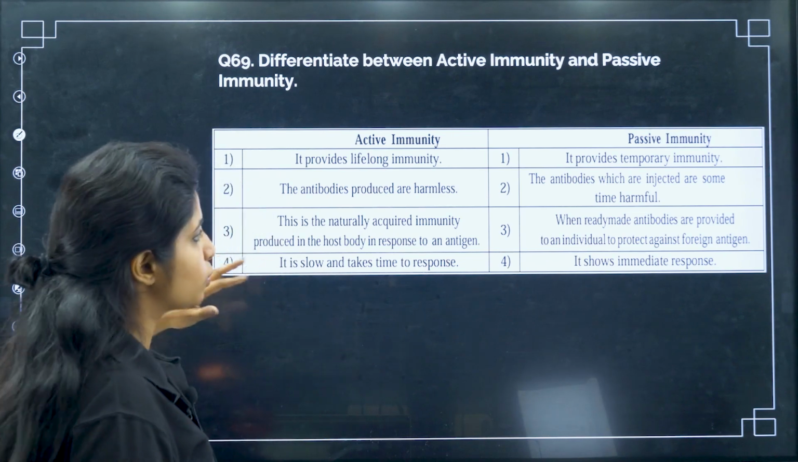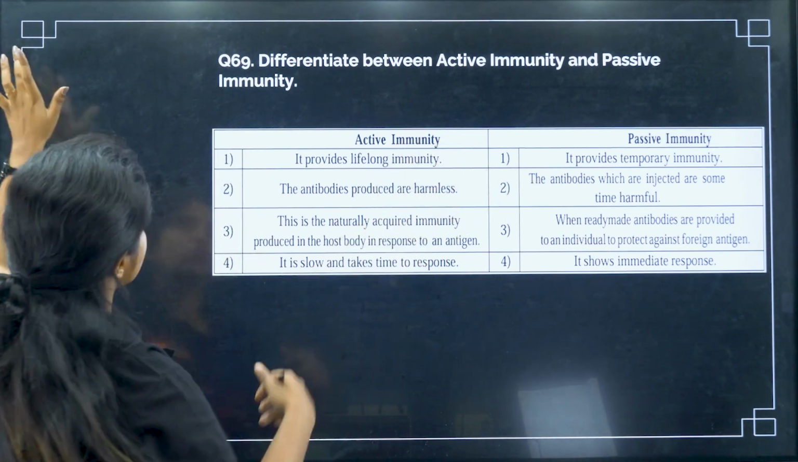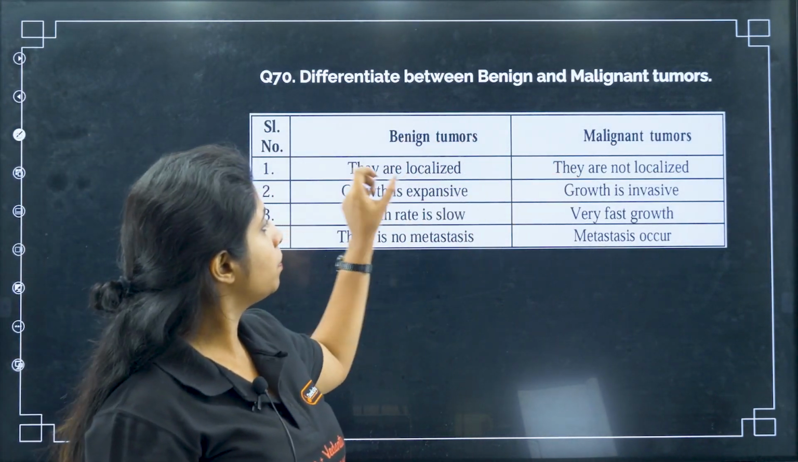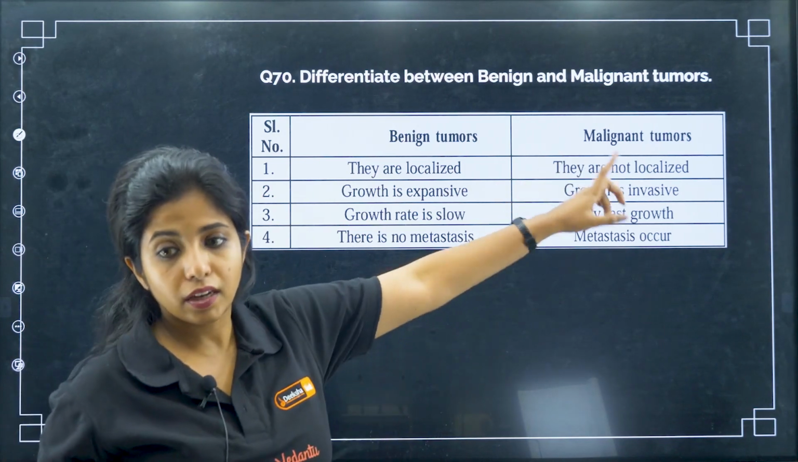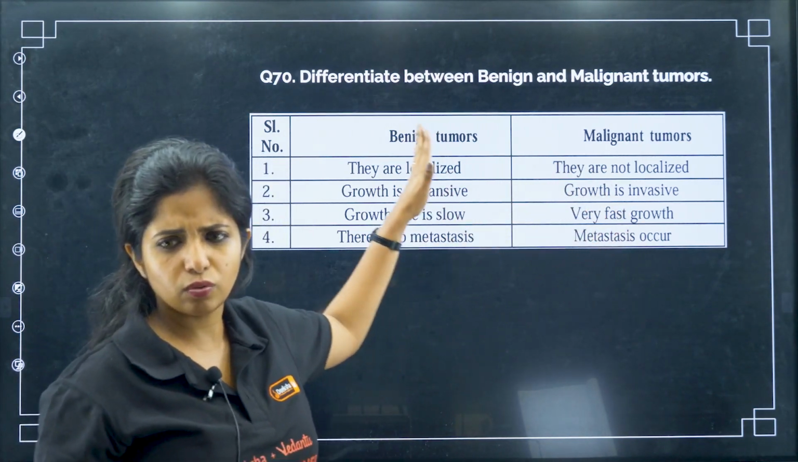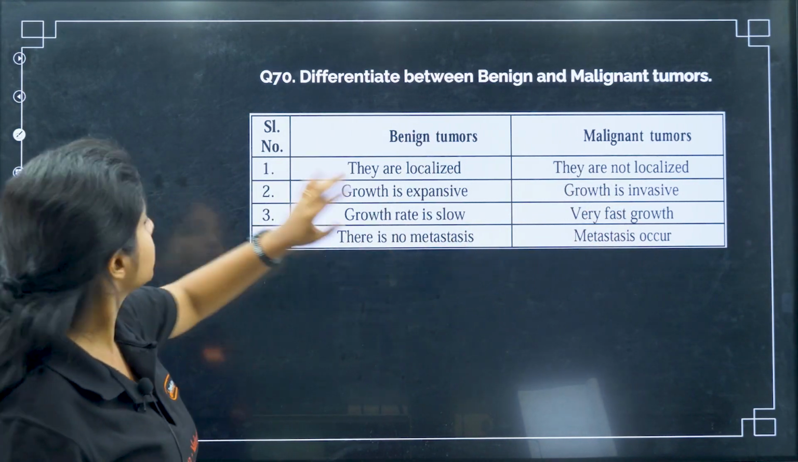It shows an immediate response, my dear children. Example, you can give vaccination, immunization. Now differentiate between benign and malignant tumor. Benign tumors are localized and do not move around; growth is expansive. Malignant tumors are not localized; here it is invasive. You don't need too much. There is no metastasis in benign, there is metastasis in malignant.